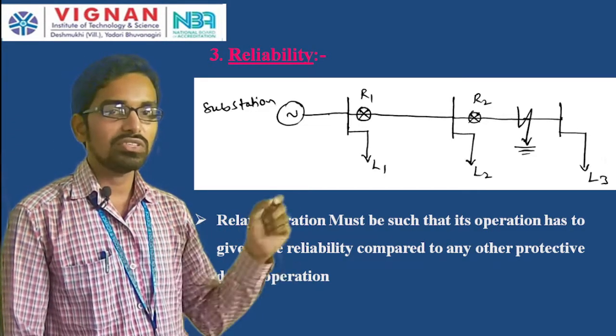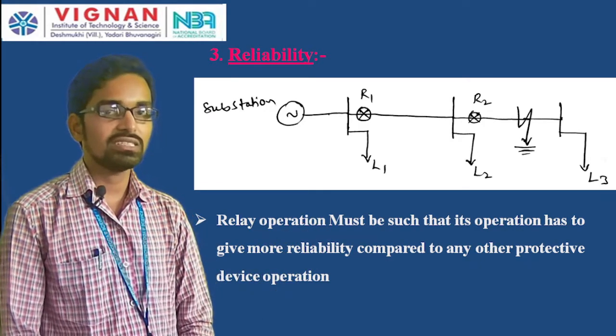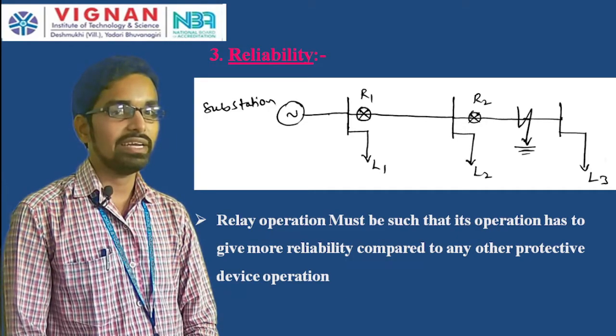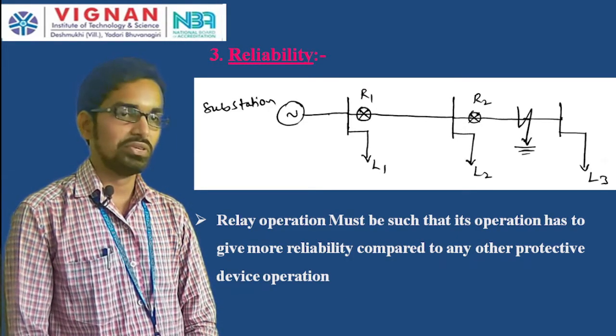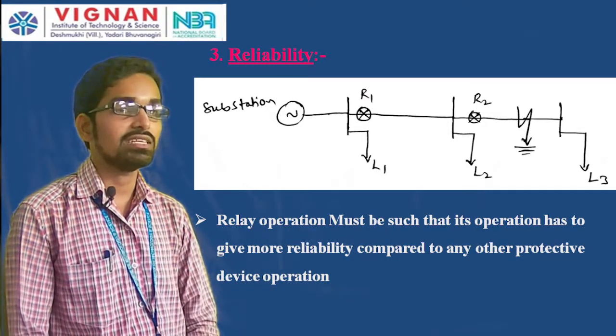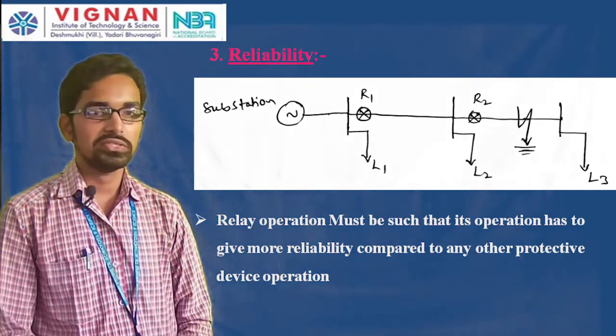The relay operation must be such that it gives more reliability compared to any other protective device operation. Whichever relay we choose, whichever relay is going to operate, must give reliable operation.